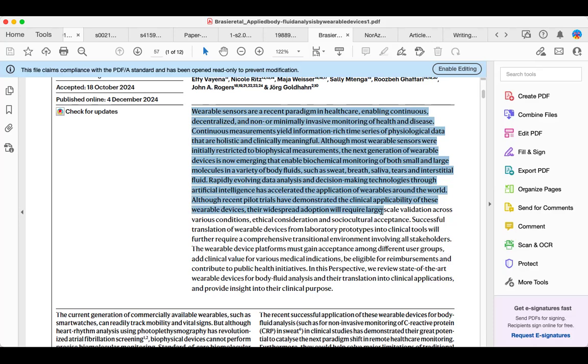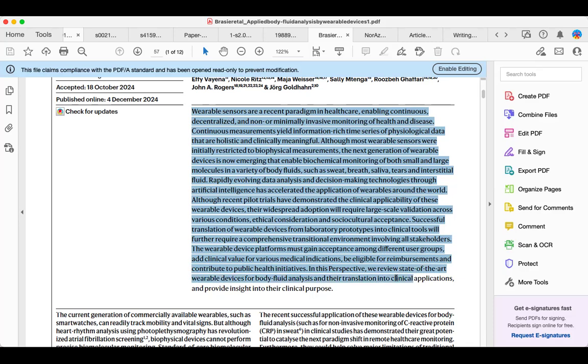Although recent pilot trials have demonstrated the clinical applicability of this wearable device, their widespread adoption will require large-scale validation, meaning that more clinical data has to be obtained. Yeah, this is definitely very true. And the wearable device platform must gain acceptance among different users. Of course, we need to know the perspective of users and add clinical value for various medical indications, be eligible for reimbursement. This one, probably his view.